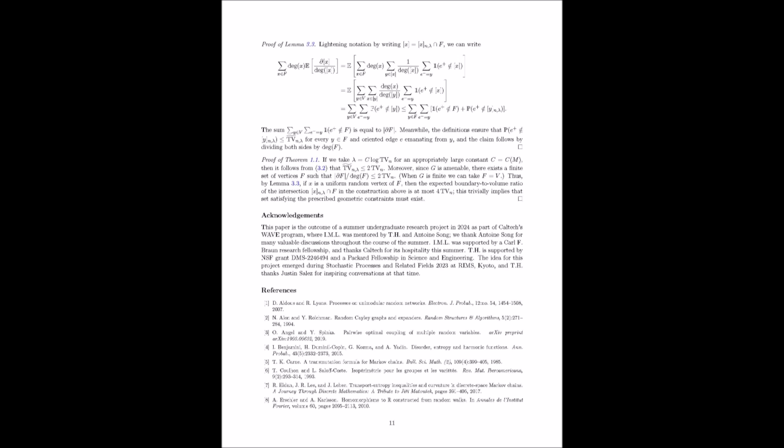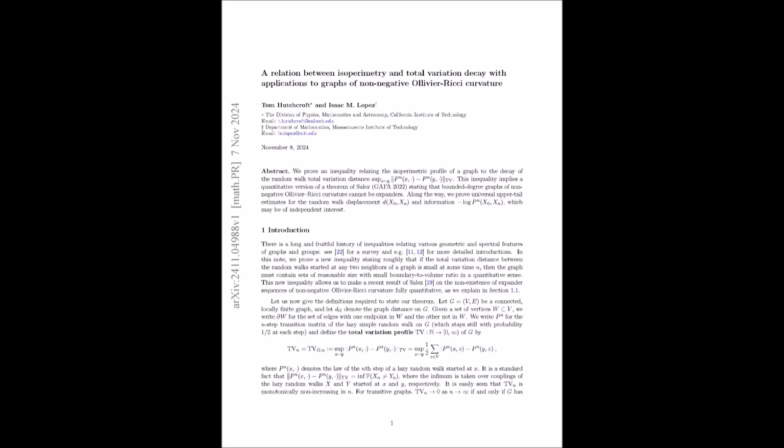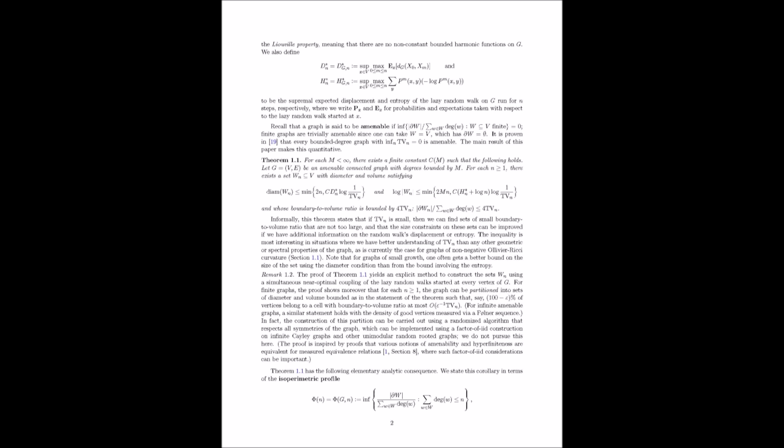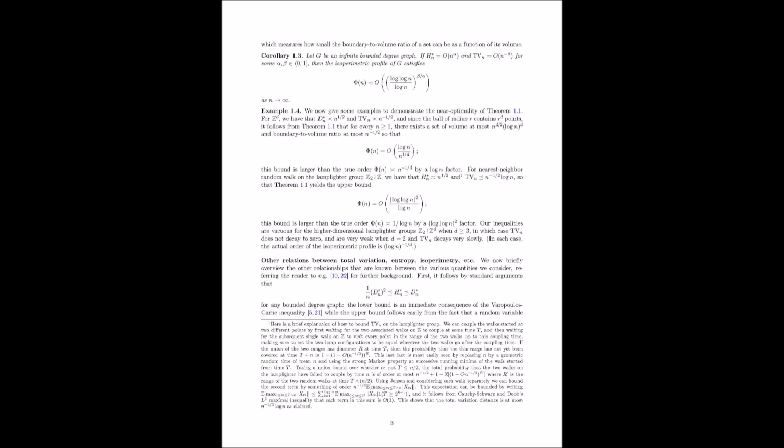Welcome back to our deep dive into the fascinating world of isoperimetry and total variation decay. Yeah, this is great stuff. When we left off, we were just starting to unravel the intricacies of this random equivalence relation, and how it helps us identify these special sets with small boundary to volume ratios. I'm still trying to wrap my head around how these coupled random walks lead us to these particular sets. Can you walk us through the logic a bit more?